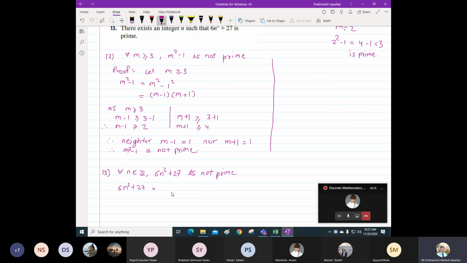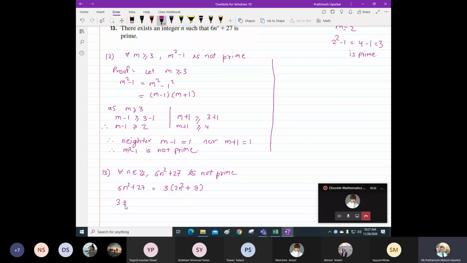What can we take common? 3. 3 into 2n square plus क्या आएगा सेकंड ब्रैकेट में? 9. 2n square plus 9. Now this is the factorization. So what I have to show? I have to show that 2n square plus 9 is not equal to 1. Right?